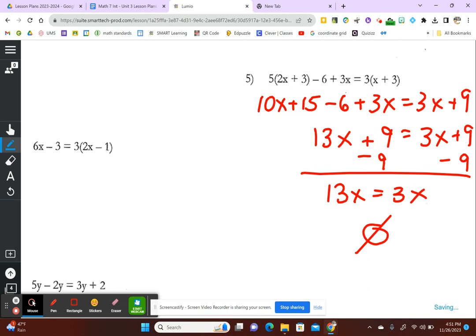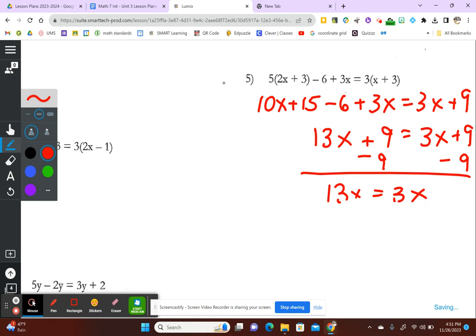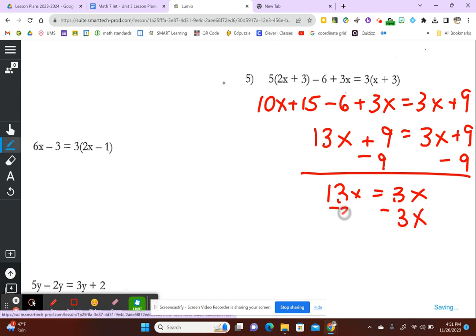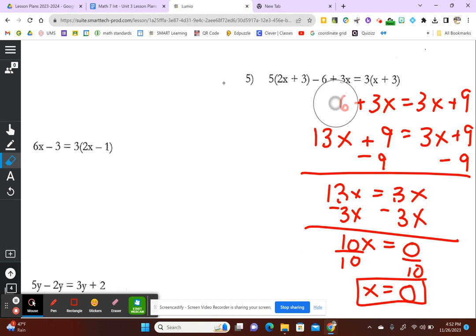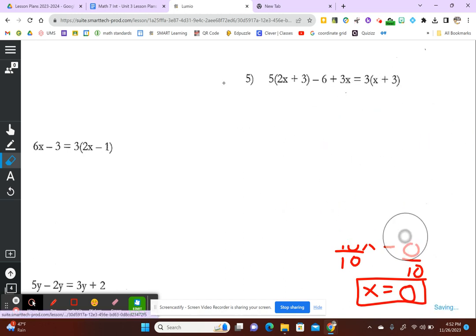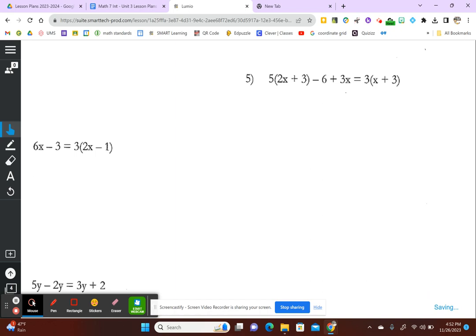But you're wrong. Why are you wrong? Because the variable did not disappear. So what do I do now? Well, now I still have to get the variable on one side. So I subtract 3x from both. I get 10x equals 0. Divide by 10, divide by 10. 0 over anything but 0 is 0. So my solution is x equals 0. It's not no solution. So remember, if your variable does not disappear, you cannot say no solution.